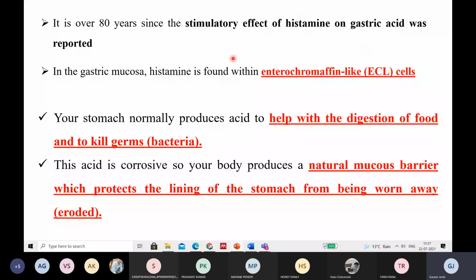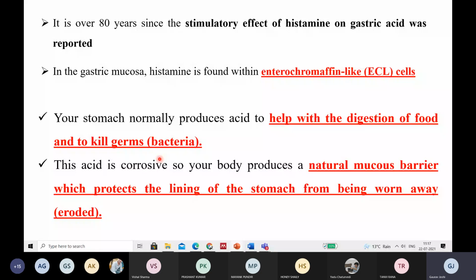Basically, the acid is produced firstly for the digestion of food and secondly to kill germs, because some bacteria cannot thrive in an acidic environment. So there are two major reasons: digestion of food and killing germs.